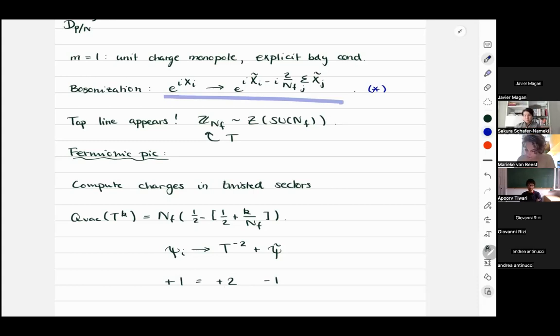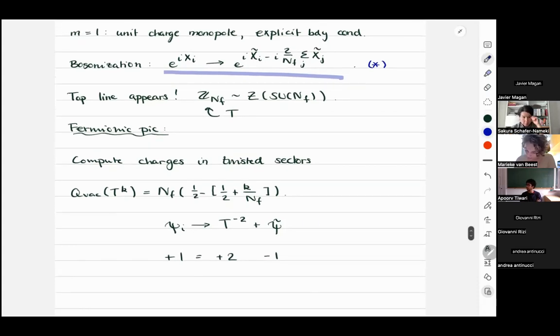And at the same time, it is completely consistent with this. So it's the same thing, just written in bosonic language or in fermionic language. But whereas the bosonic language only captures the Cartan, we capture the full symmetry here in the fermionic language.